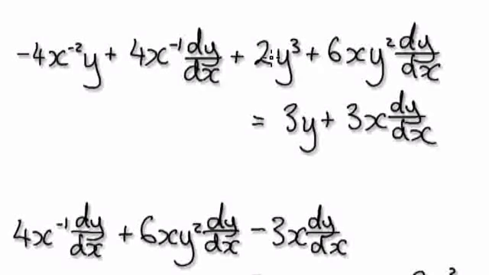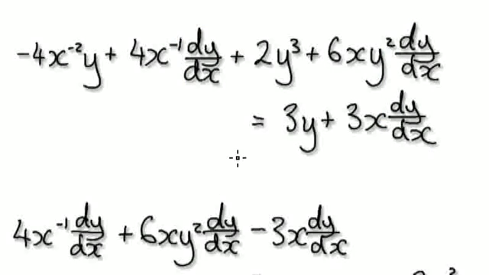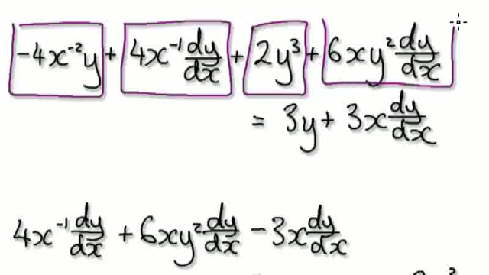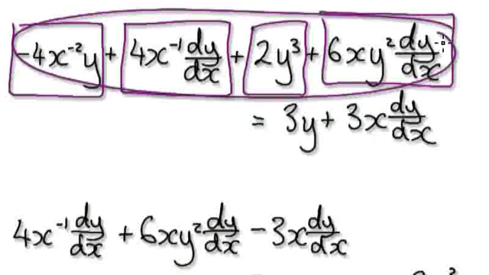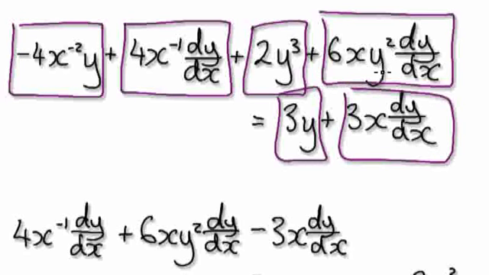Your aim is to get dy by dx on its own, so group all the dy by dx onto one side. Visualize it like this: you've got one block here and one block here, plus this block and this block, all on the left hand side. On the right hand side you've got this block plus this block. Let's move all the dy by dx to the left and all the rubbish on the right hand side.